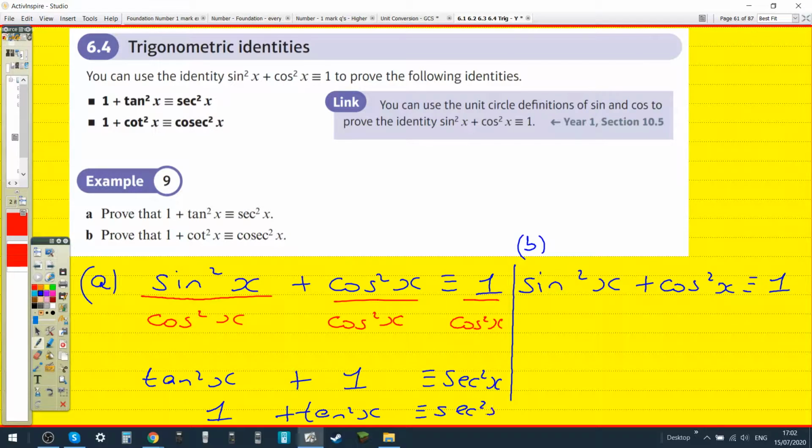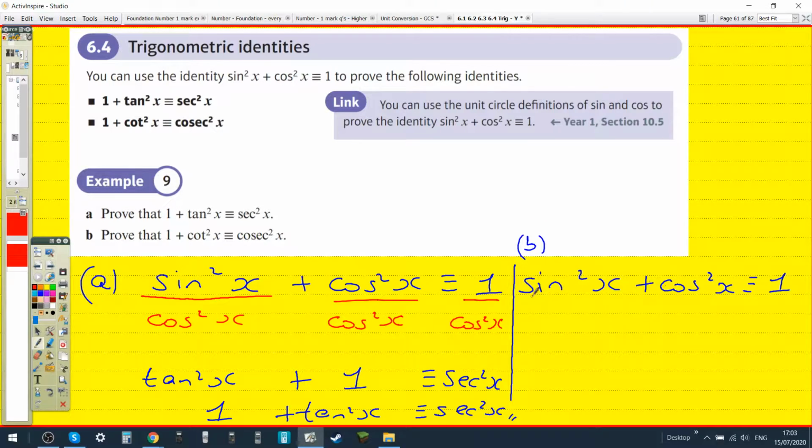Any idea how you do the other one? So there's no normal one this time. There's always a normal one. What is cot? 1 over tan x. Yeah. Tan is sine over cos. So 1 over tan would be? Cos x over sine x.